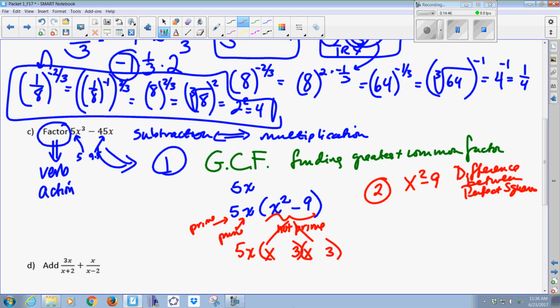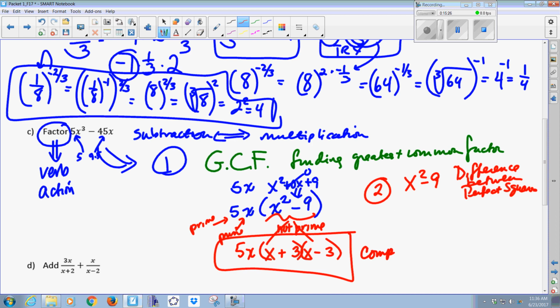A 3. But notice you have 0x in the middle. You have no middle term. So if we put x squared plus 0x minus 9, it would be the same thing as this. In other words, if I wrote this, that's exactly the same as x squared minus 9, because this is just 0. So in order for your middle term and outer term to cancel, or for you to get 0x in the middle, you'd have to add opposites. So you're going to put a plus here and a subtraction there. And now this is completely factored into prime factors. Every single one of these factors is prime, so this is completely factored.